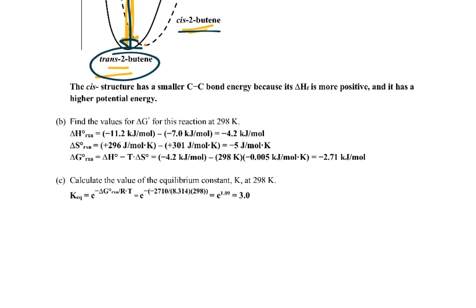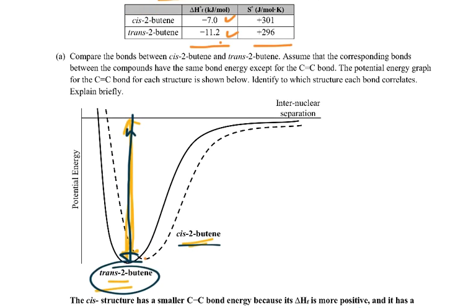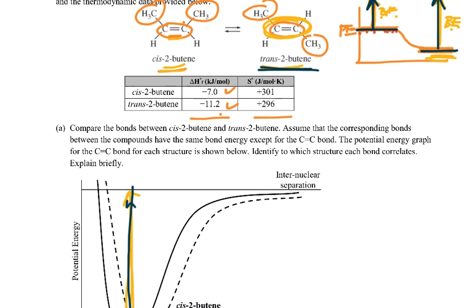For B, find the values of delta G for this reaction. Well, for delta G, we can go back to our old standby. Delta G is equal to delta H minus T delta S. And again, we know that the temperature is 298, 25 degrees. So if we have delta H and we have delta S, we can find delta G. And we do have information so we can find that.